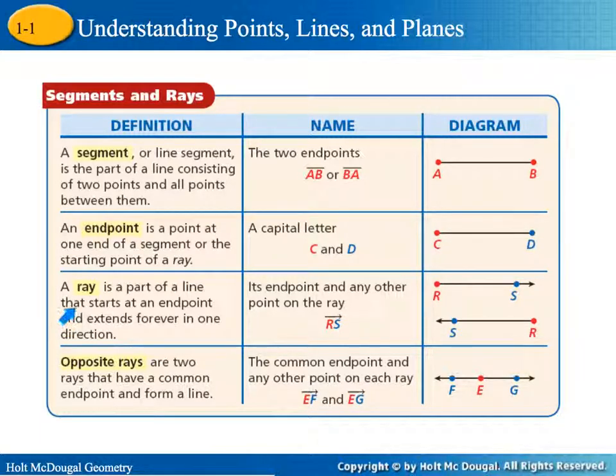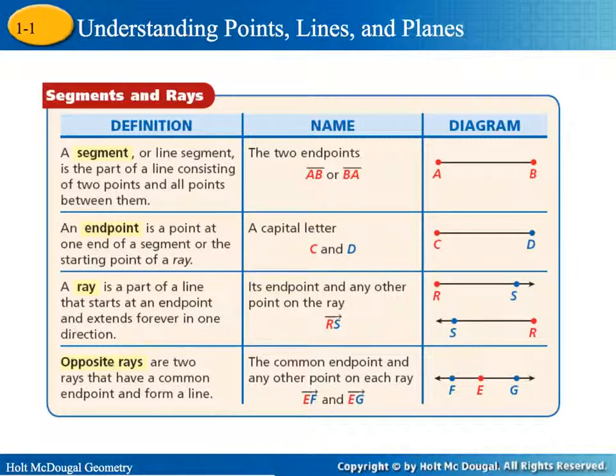All right, the third one, a ray. A ray is a part of a line that starts at an endpoint and extends forever in one direction. So go ahead and look over here at the diagram first. Notice how this ray starts at a point and continues on with the arrow. So down here, this ray is going the opposite way. It starts at R and goes through S and it continues on. That arrow tells us that line continues forever and ever.